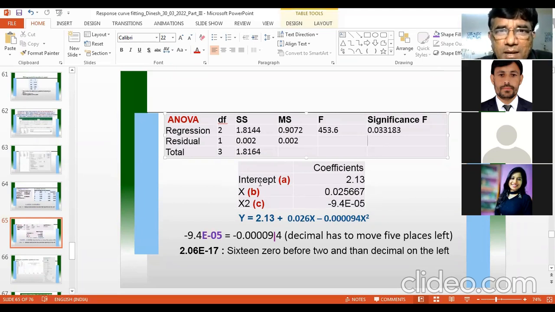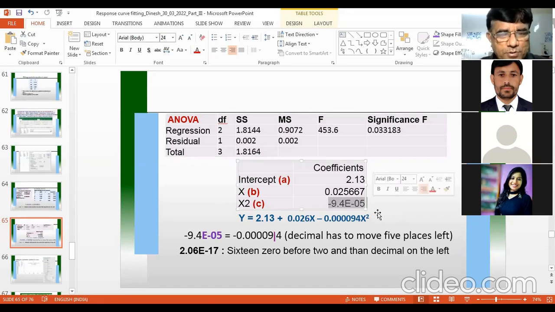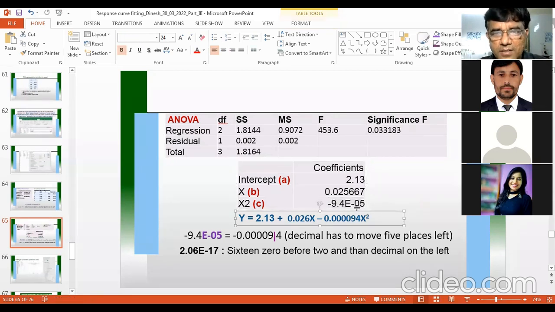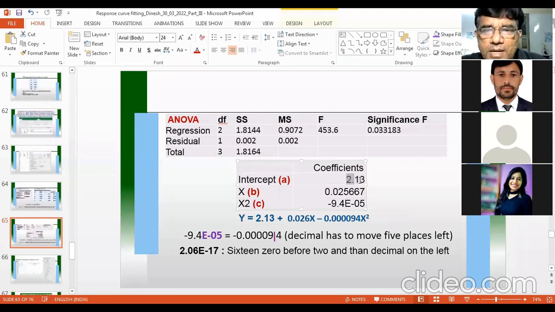And then you can see the intercept A is 2.13. B is 0.025667, and C has come out to be minus 9.4 E. So the C value, most of the time in fertilizer data when you fit a quadratic equation, comes in minus. Here 9.4 E-05 means this decimal has to move 5 places to the left, and then you can put 4 zeros before 9. So the equation is y equal to 2.13, your intercept, plus this is your B, and this is your C.